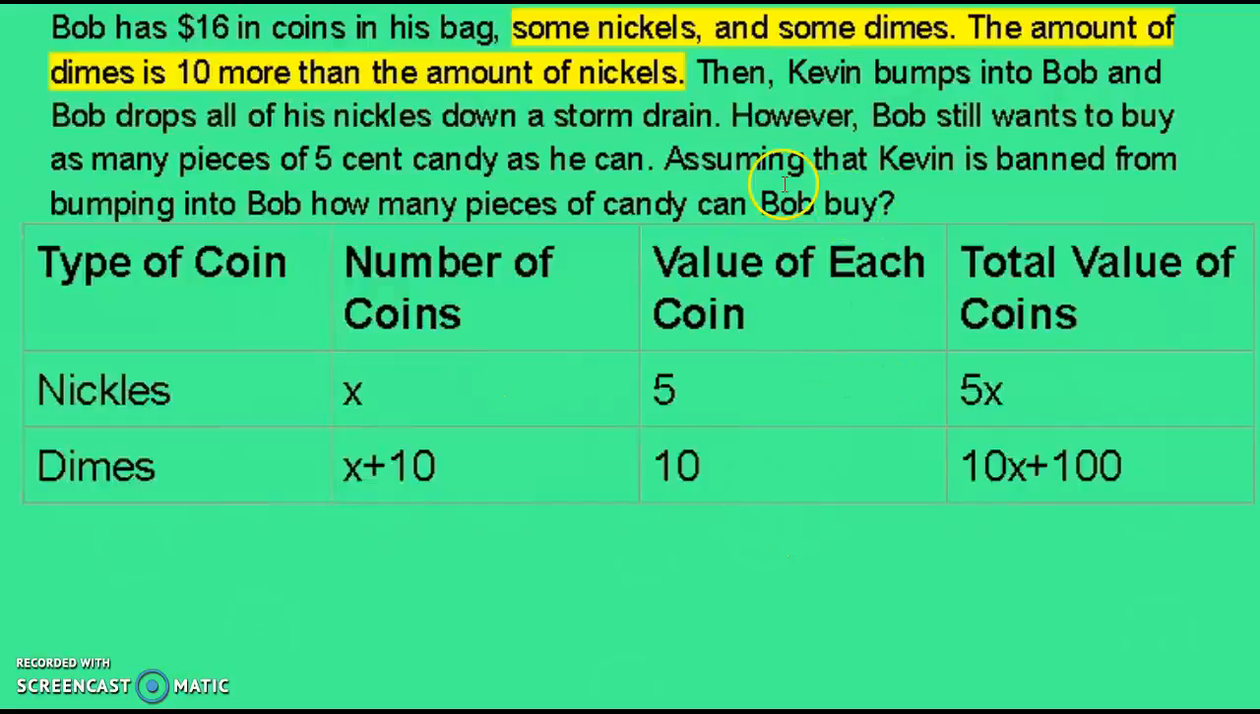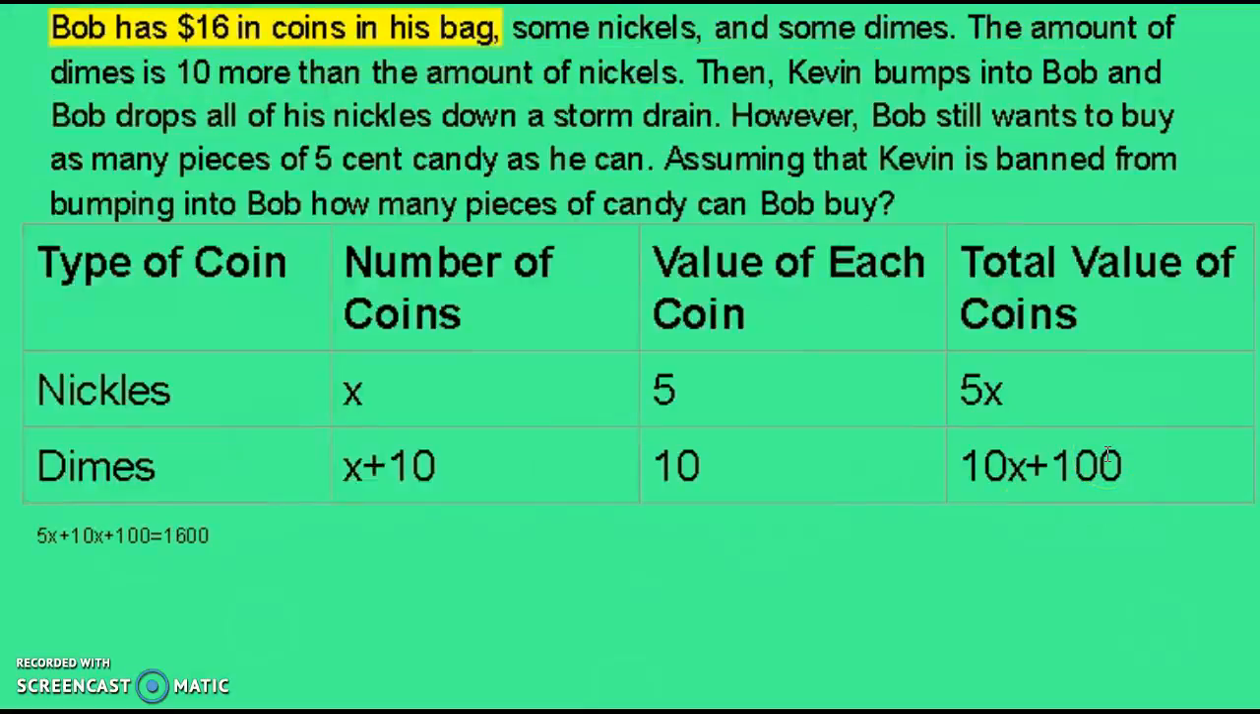Now we're going to multiply the value of each coin by the number of coins to get the total value of both the nickels and the dimes. So x times 5 equals 5x, and x plus 10 times 10, we're going to distribute out that 10 and get 10x plus 100. Total value of nickels, 5x; total value of dimes, 10x plus 100. So now we are going to add the total value of nickels to the total value of dimes, and we should get all of the money that Bob has in his bag, which is $16 or 1,600 cents.